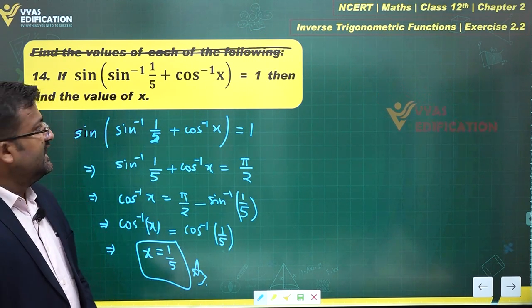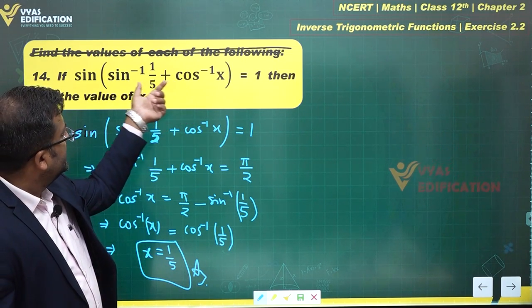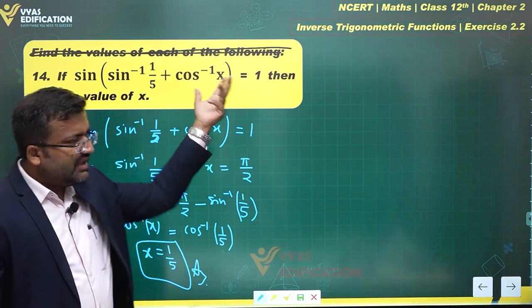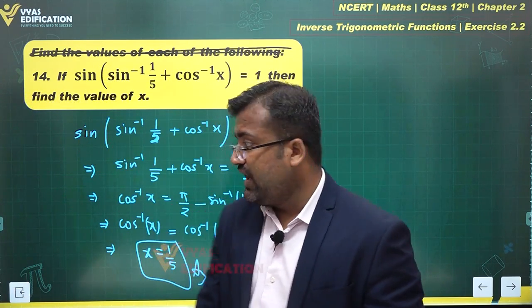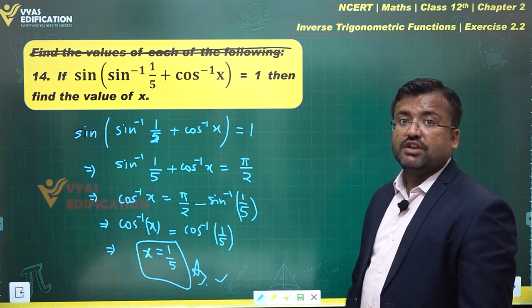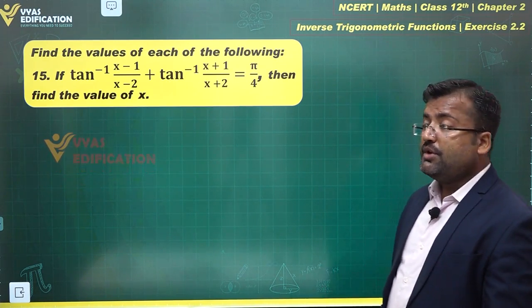Check whether this answer is correct. This will become cos inverse 1 by 5 plus sin inverse 1 by 5, the sum will be pi by 2, and sin pi by 2 will be 1. Yes, this is okay, and therefore this is my answer which is correct for this equation. That's all. Let's try to solve this equation next.